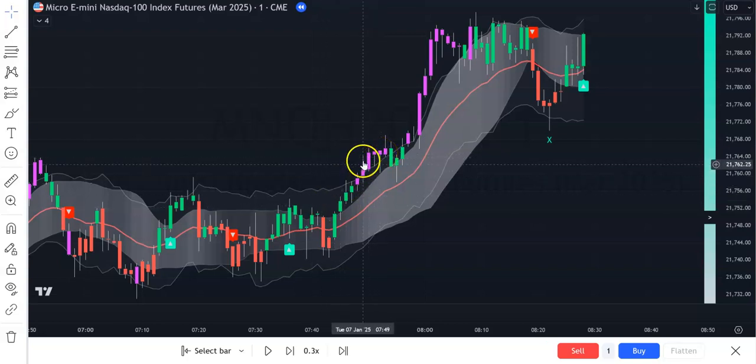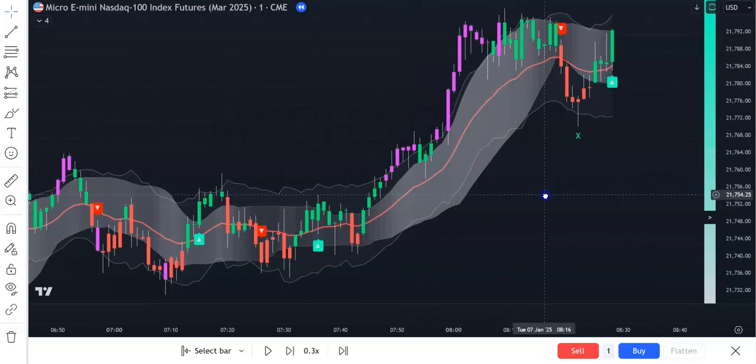Okay, now at this point you could get out or just kind of be cautious. As long as this candle or these candles don't close below this basis line, red basis line, you should be able to stay in the trade. And you'll notice sometimes it gives almost like a liquidity sweep where it gives it more energy to go in that direction.